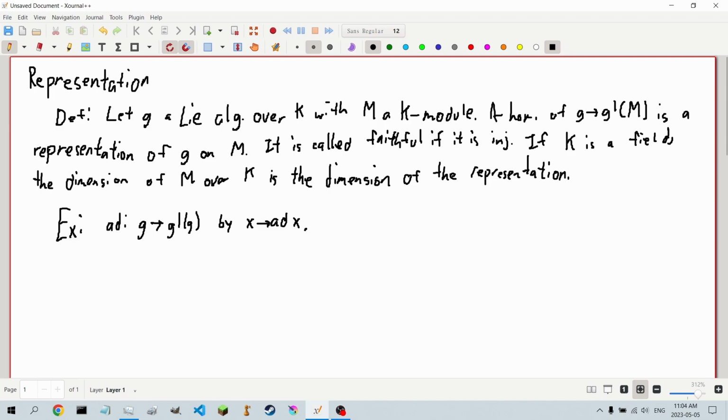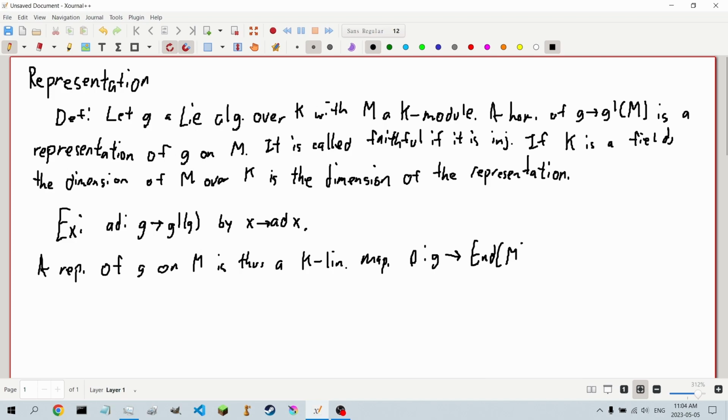Okay, so a representation of G on M is thus a K linear mapping, we're going to call it rho, of G into, as I've said, the endomorphism module of M, such that rho of the Lie bracket of X and Y acting on M is equal to rho X, rho Y acting on M minus rho Y, rho X acting on M.